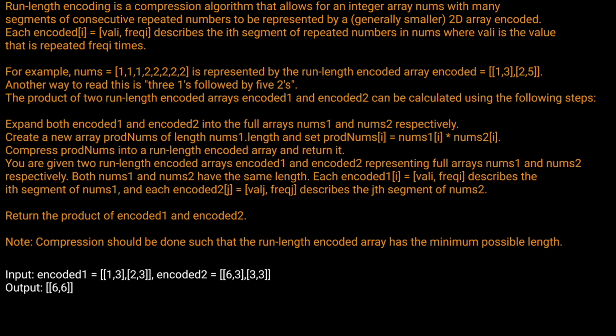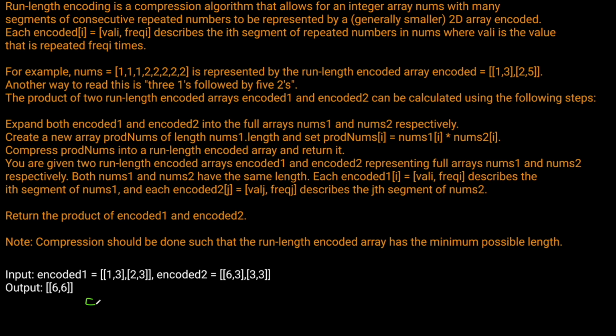Okay, you've now read the question prompt. Now it's time to solve the question. Remember that we're looking for the product of encoded 1 and encoded 2, which are the two run-length encoded arrays that we're given. And we should note that our answer should be as compressed as possible, giving us the minimum possible length. So if we were given encoded 1, which is [1, 3], so 3 1s and then 3 2s, and we were given encoded 2, which is 3 6s and 3 3s, we should be returning [6, 6].